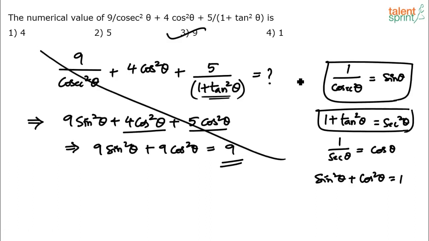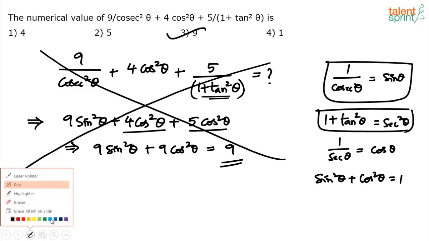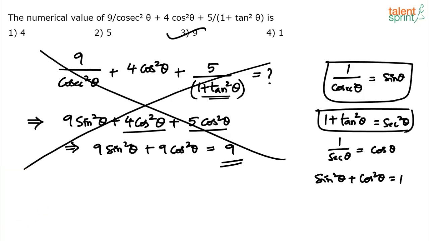But if you do not want to do this, go for substitution. Substitute some value in place of theta and verify. You can take theta equals 30, 90, 45, 60, 0, whichever you think will give you a proper result, right? So shall we try substituting something? Let's substitute theta equals 30. I'll do it in a different color, right?